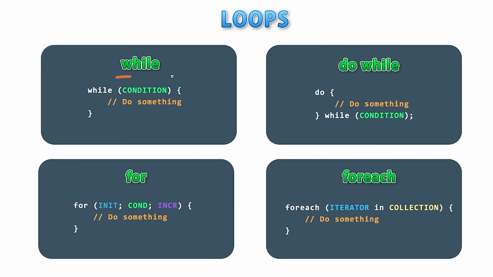So now is 1 under 3? It's still yes. So once again, it runs and increases it. Next loop, is 2 under 3? Still yes, so it prints for the third time, but now it increases the I to 3. So the next time around, is 3 lower than 3? The answer is no, 3 equals 3, so at that point it drops out of the loop and continues executing down here.